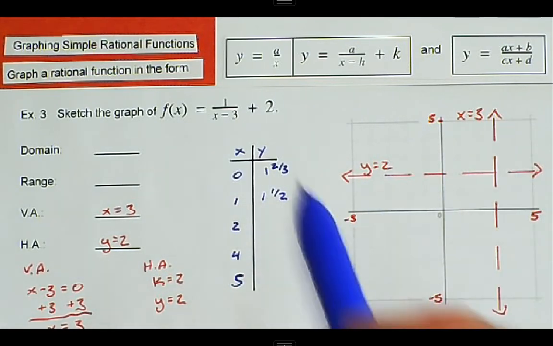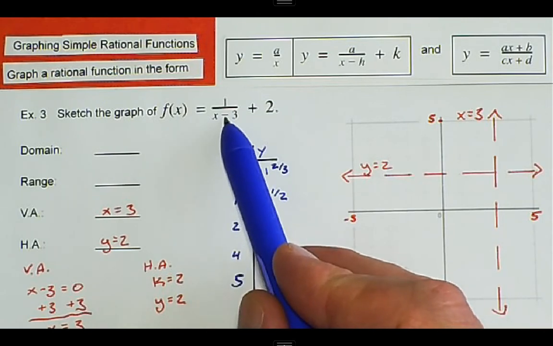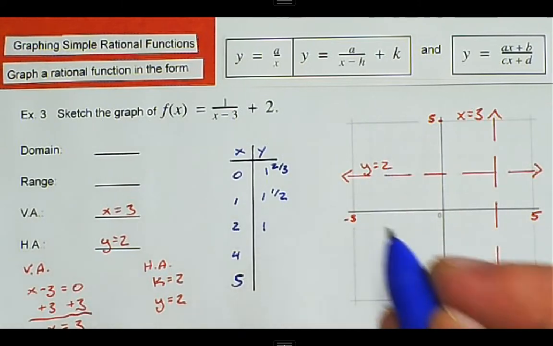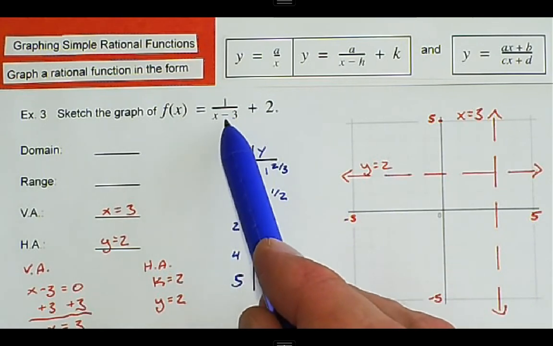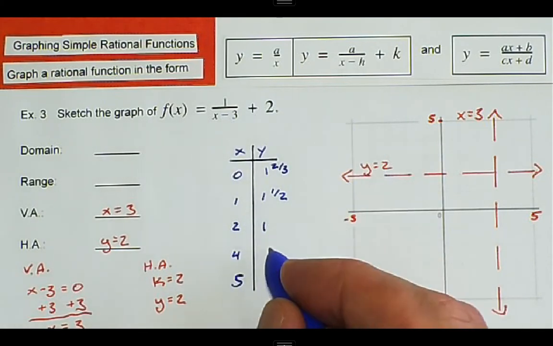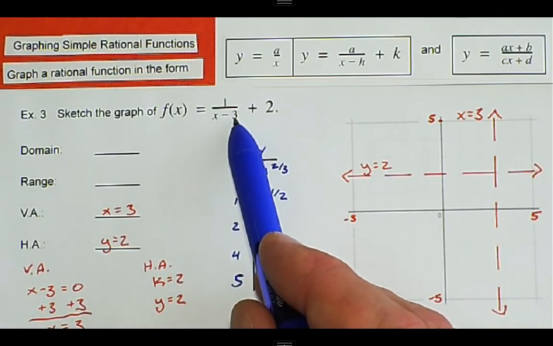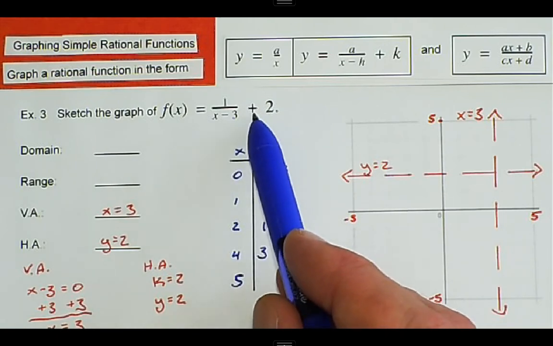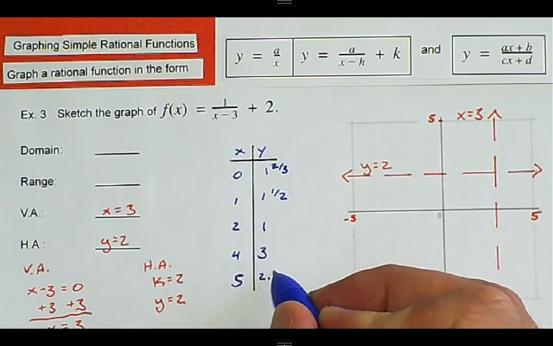If we substitute 2 in, we get 2 minus 3 is negative 1. 1 divided by negative 1 is negative 1. Negative 1 plus 2 is positive 1. If we substitute 4 in, 4 minus 3 is positive 1. 1 divided by 1 is 1, plus 2 is 3. And if we substitute 5, 5 minus 3 is 2, so we get 1/2. And 1/2 plus 2 is 2.5, or 2 and 1/2.